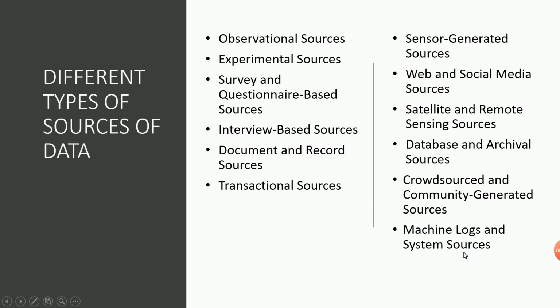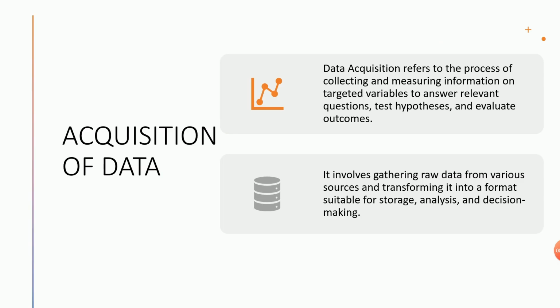Next, machine logs and system sources. Everything, like a web browser has history, so whatever we are using, that web history is a machine log and system source. So these are the different types of sources of data. From any of these we can collect data for analysis.